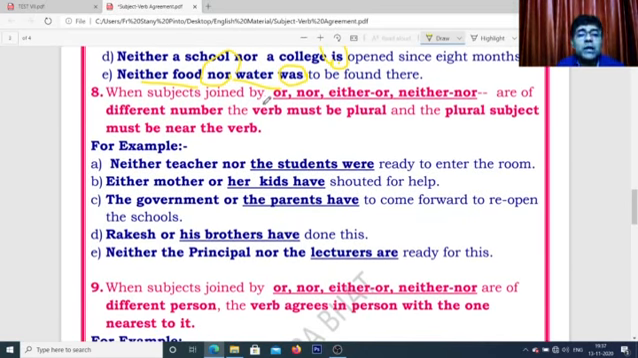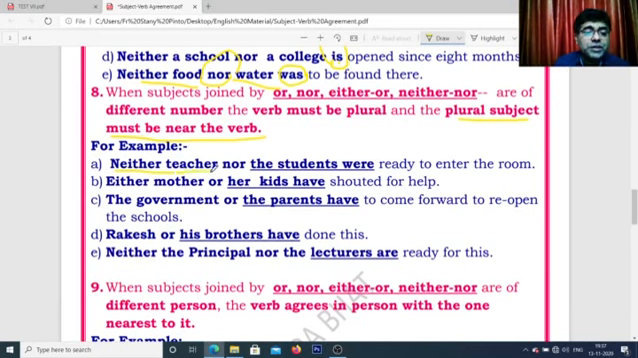When subjects joined by or, nor, either, or, neither, nor are of different number, the verb must be plural and the plural subject must be near the verb. Now this is a little intricate. Okay, this is a little complicated. Please understand and pay attention to the example.